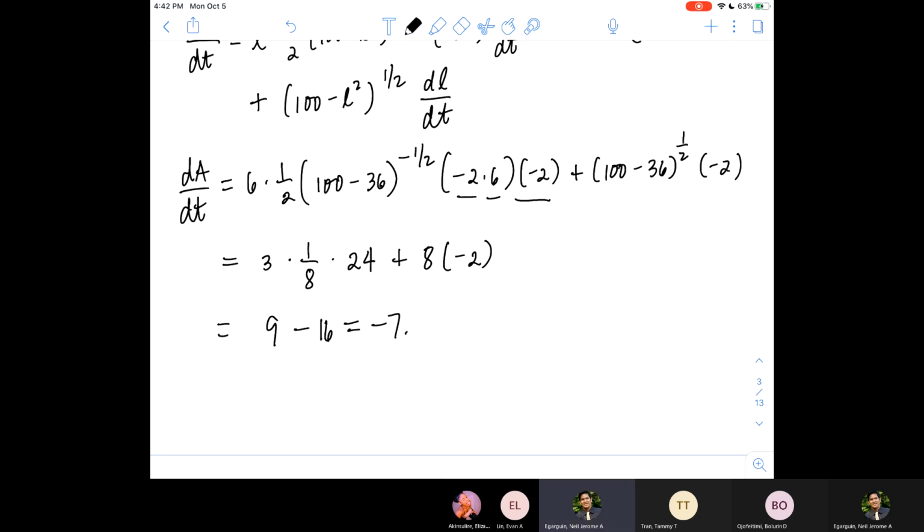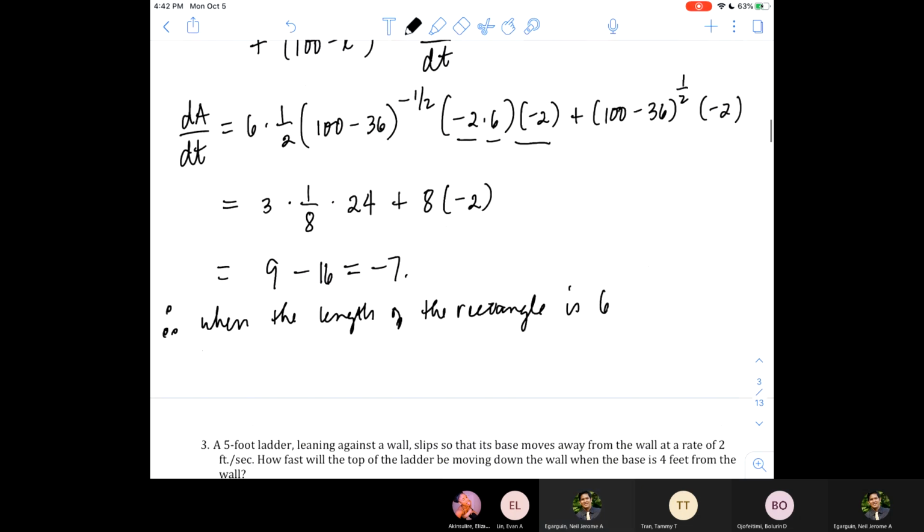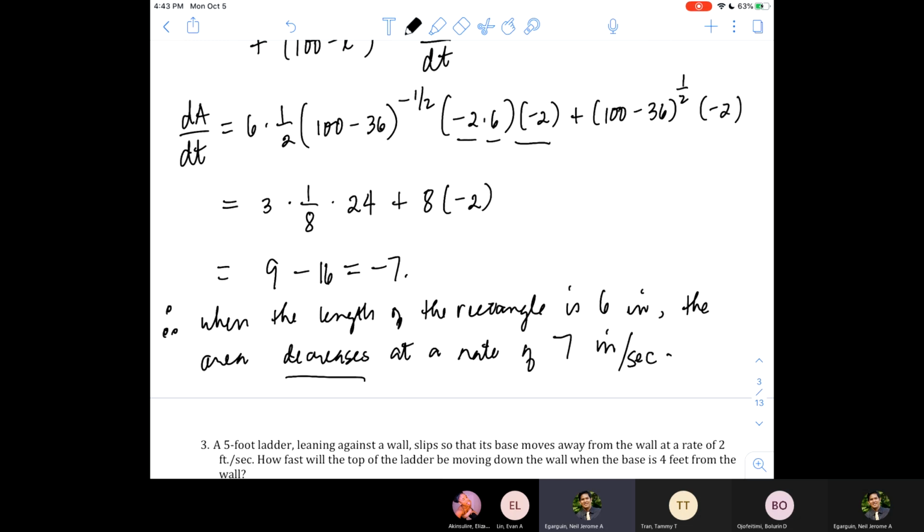Okay? And then we write our conclusion. Therefore, when the length of the rectangle is 6 inches, is it in inches? Yeah. The area decreases at a rate of 7 inches per second. Again, I use the term decreases, so I should have a positive value here.